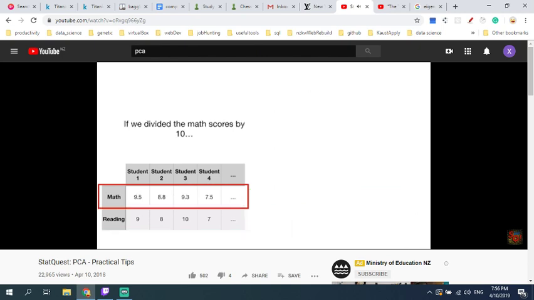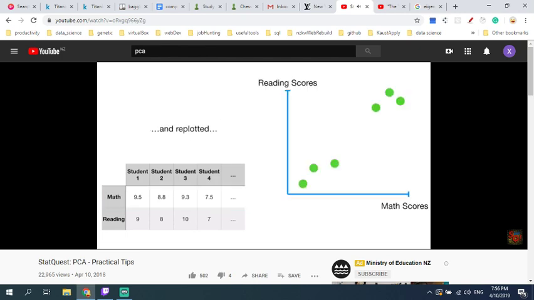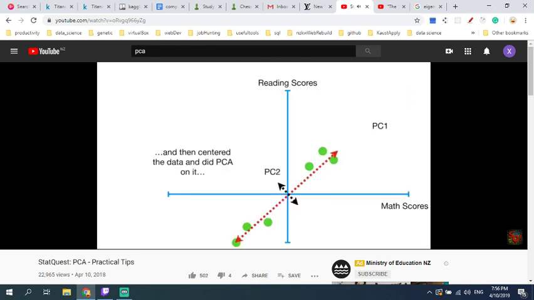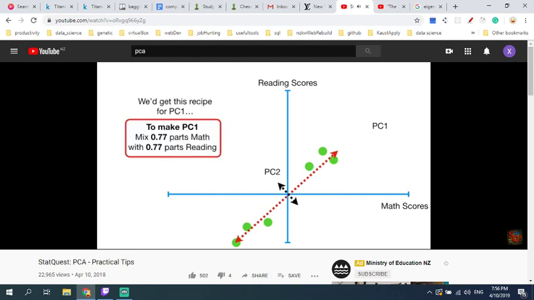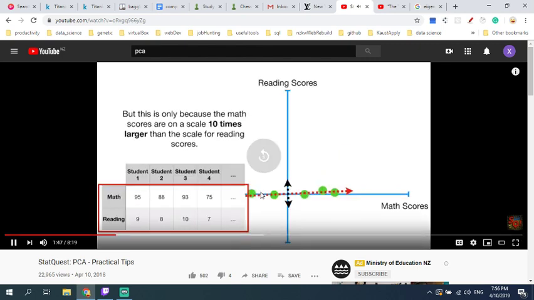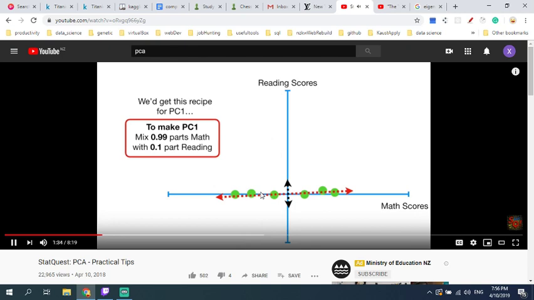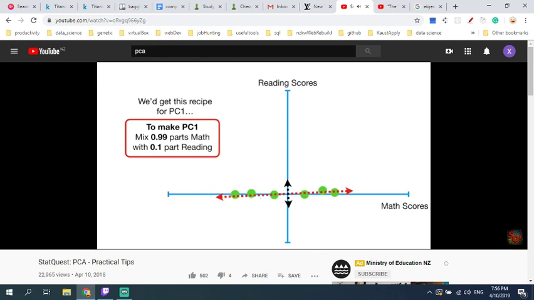If we divided the math scores by 10 and replotted, and then centered the data and did PCA on it, we'd get this recipe for PC1.